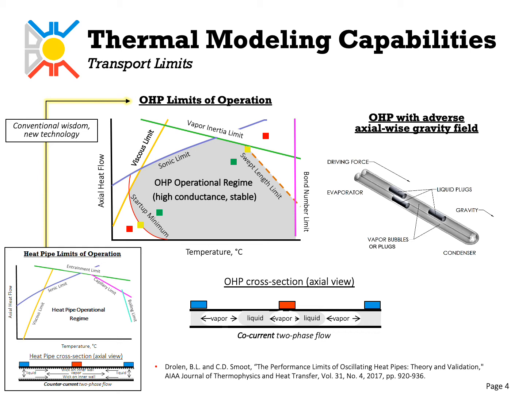The startup limit identifies the heat load at which nucleation would be predicted to occur. Below this limit, there can be flow in the OHP, but it is only driven by evaporation and condensation, so the velocity is much less aggressive. This leaves the swept length limit.